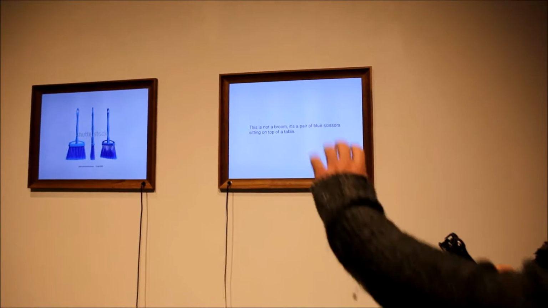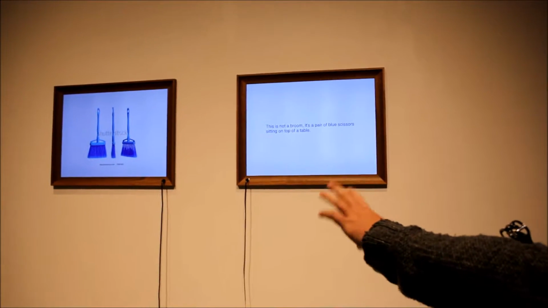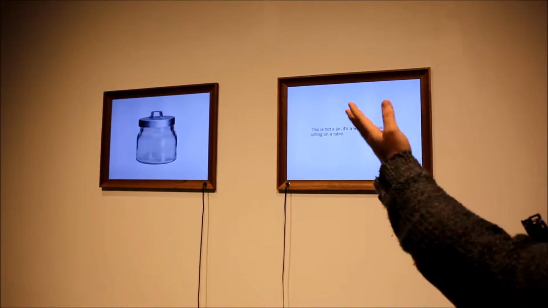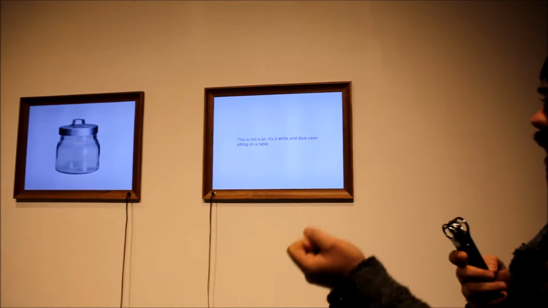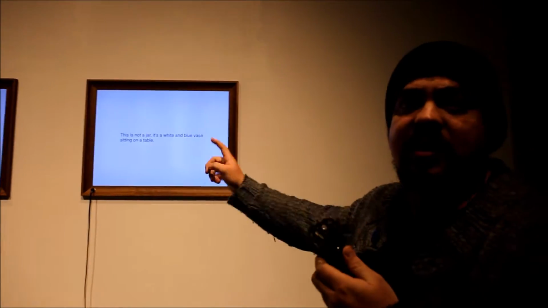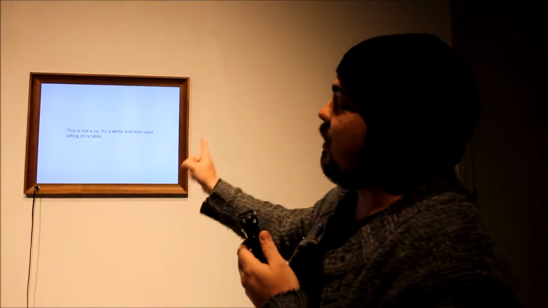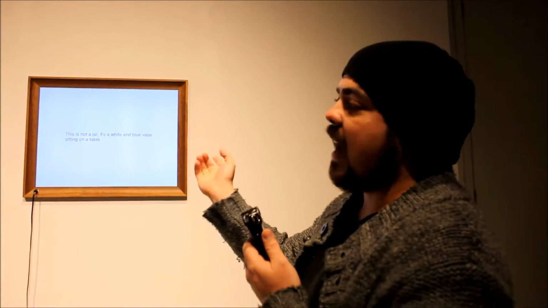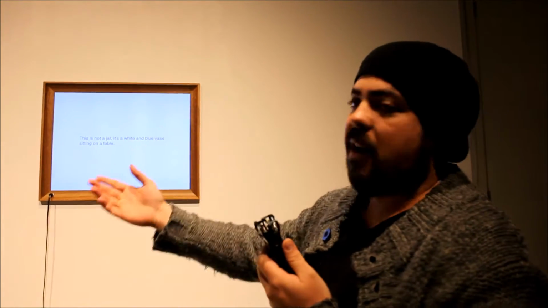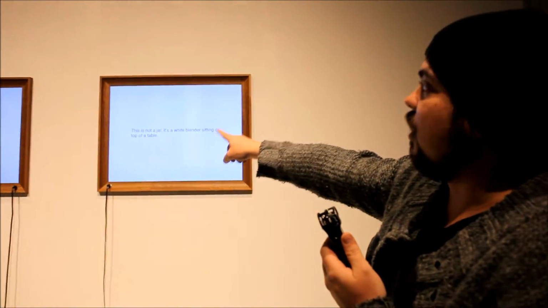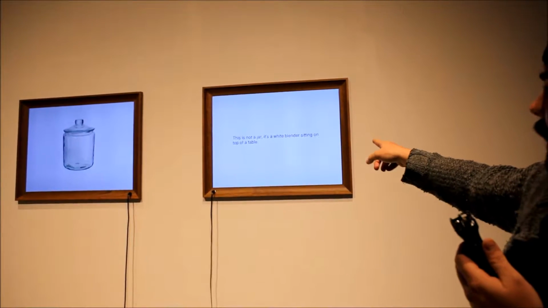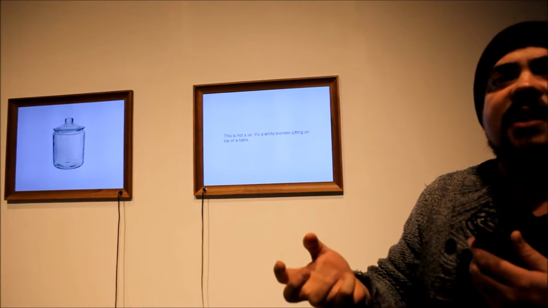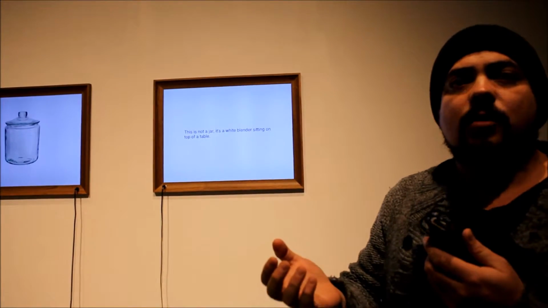So what you see on the left, the computer will search on the internet for an image, let's say of a jar. It downloads the image, analyzes it through the neural network, describes the image, and then displays what it sees on the right screen. But it does it after a small sentence that negates the image, as René Magritte did. So instead of "this is not a pipe," in this case you have "this is not a jar. It's a white blender sitting on top of the table." That's what the machine is saying. It's a totally different thing to what we see.